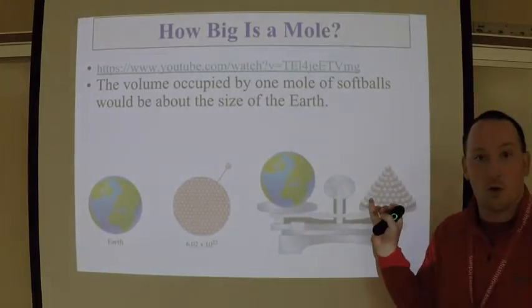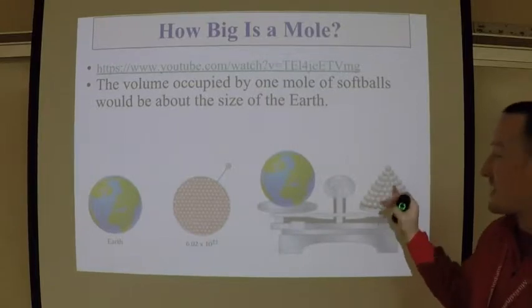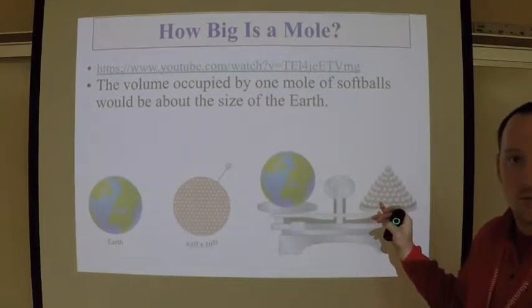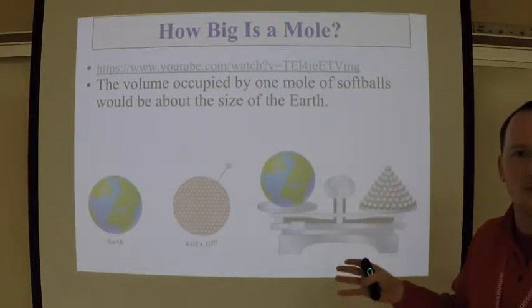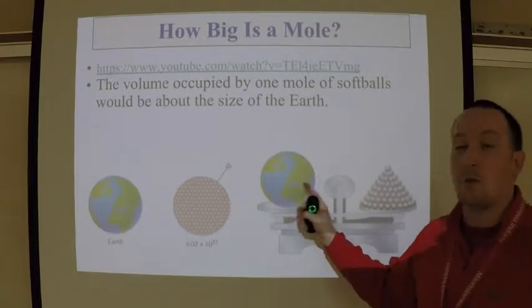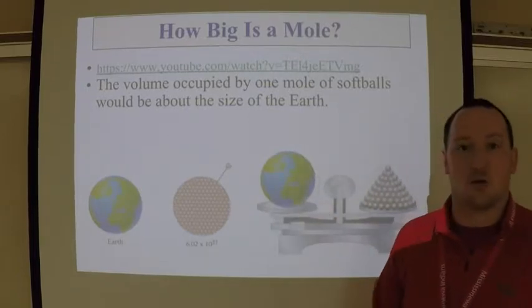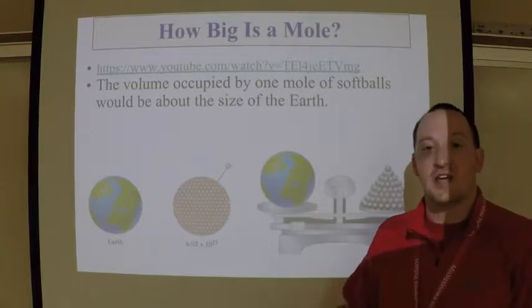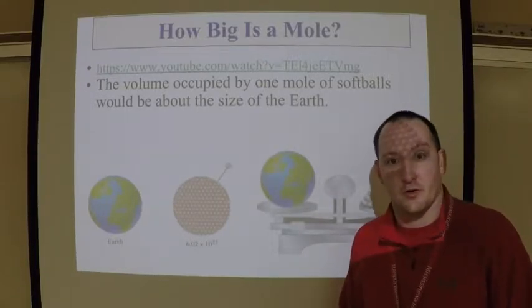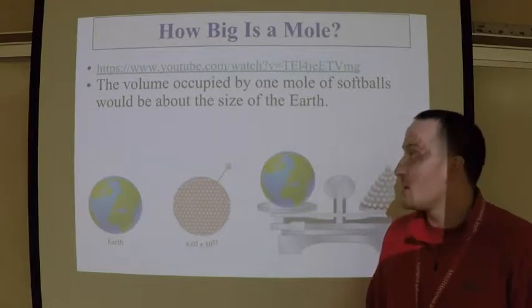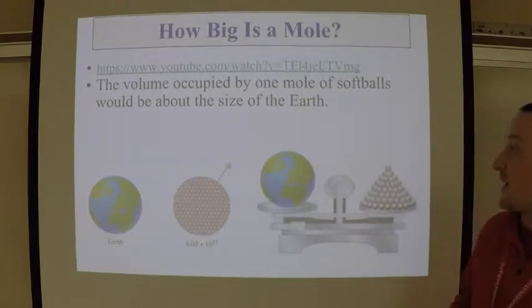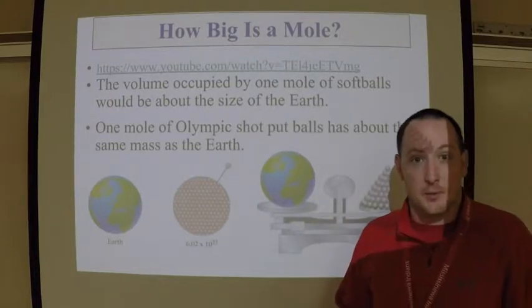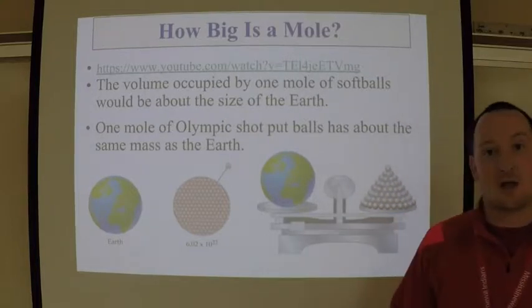If I had a mole of Olympic-size shot put balls, those weigh I think about 20 pounds each, they would weigh the same mass as the Earth does. That's a lot. So that's just how big 6.02 times 10 to the 23rd is. All right? So that's a big number that we're going to be using to convert back and forth.